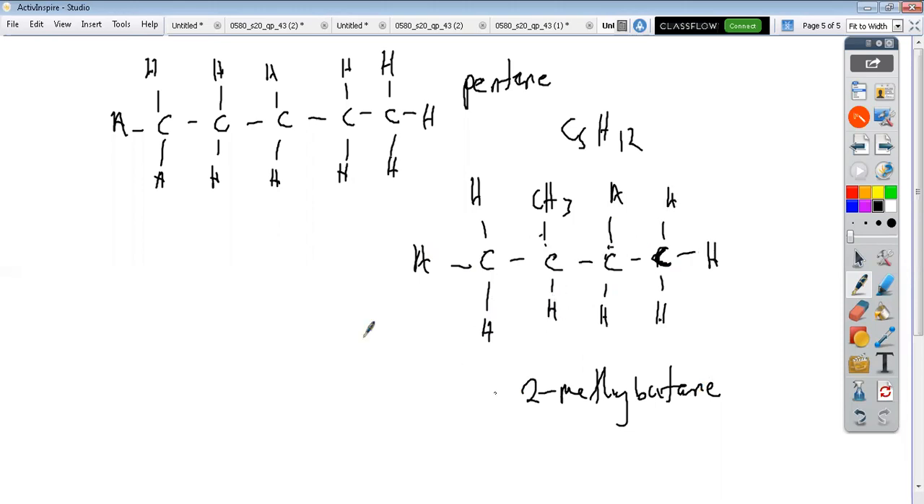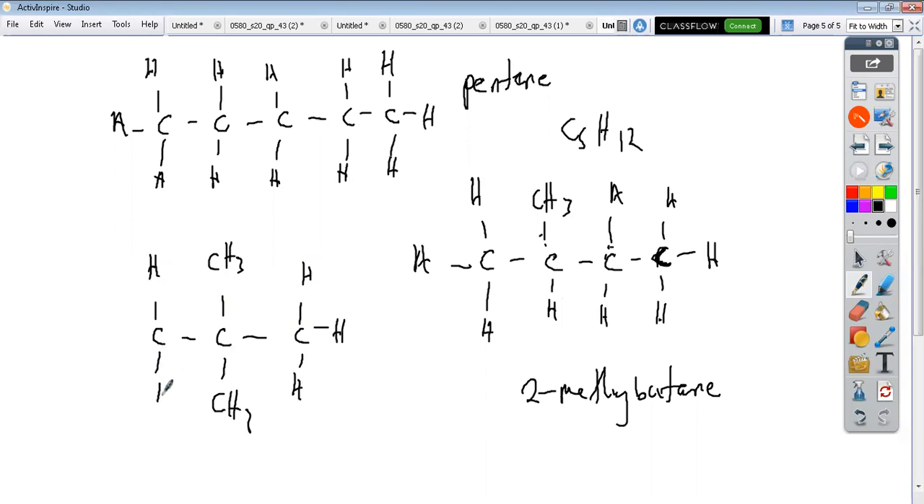This one actually has got 2 isomers. Now, instead of this, I can only have 3. It's possible like this, 1, 2, 3. Then there I have a CH3 group, a CH3 group. Then I have my normal hydrogens. So I still have 12 hydrogens and 5 carbons.